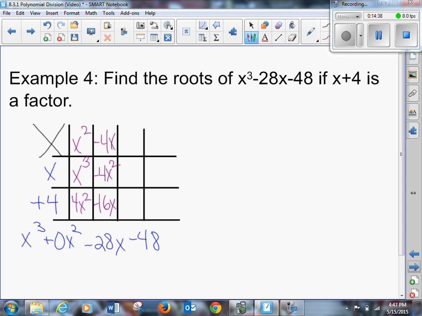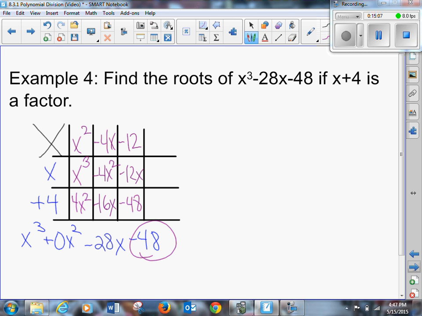So now I check below to see how many x's I need to end up with, and I need to end up with a negative 28x. Right now I have a negative 16x. So I need to add to it a negative 12x, and I will get negative 28x. So that's what goes in that box. So now again, to find what goes above it, I say x times what gets me negative 12x, and that's a negative 12. And negative 12 times 4 is then negative 48, which is my constant at the end.